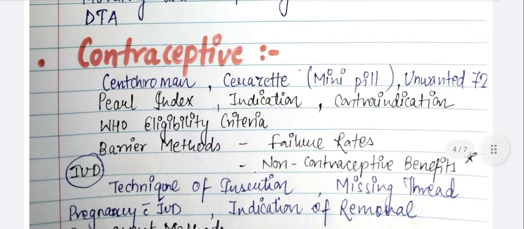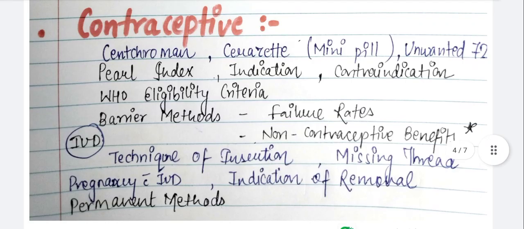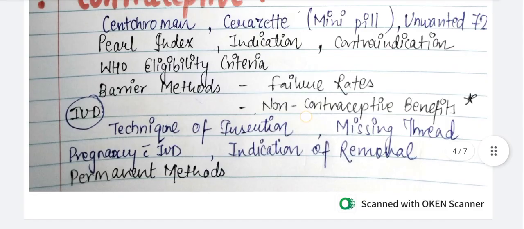Contraceptives: Centchroman, Cerazette, minipill, Unwanted 72. You have to learn Pearl Index, indications and contraindications of all contraceptives, WHO eligibility criteria, barrier methods, failure rates, non-contraceptive benefits, intrauterine devices, technique of insertion, missing thread, pregnancy with IUD, indications of removal, when you will remove the IUDs, and permanent methods. You should learn this, okay? And implants and all, do not forget that also.